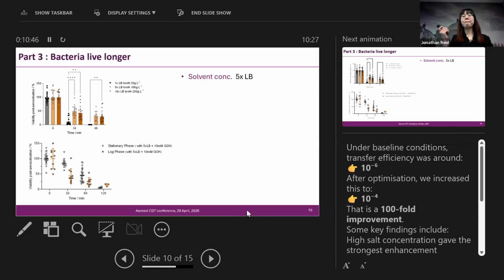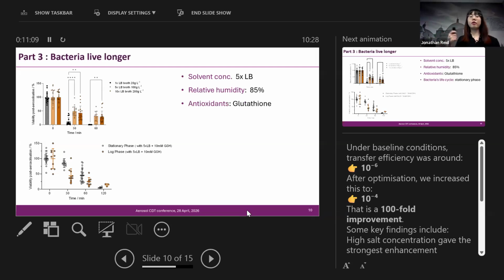But okay, here we can see we treat them with a high salt, giving another stress. The solvent concentration of 5 times LB will promote better protection of the bacteria. We also tried different relative humidity from 30% to 90%, and we found the optimal condition is 85%. We also tried an antioxidant against the oxidative stress, and glutathione is a better choice. And we tried different bacterial life cycle phases, and the stationary phase is our better choice.